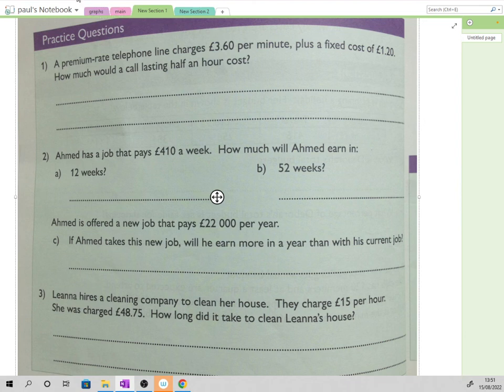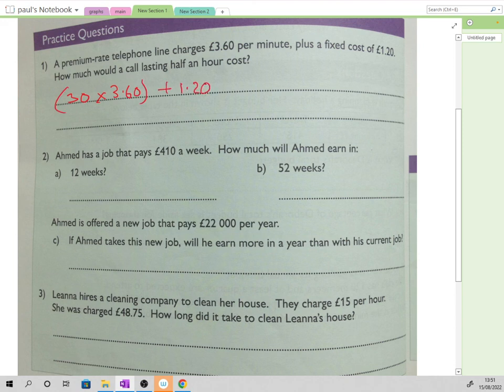Let's change the colour so we can hopefully see. A premium rate phone line charges £3.60 a minute plus a fixed cost of £1.20. How much would a call lasting half an hour cost? Well, half an hour is 30 minutes times £3.60, and then we've got to add on £1.20 at the end. So let's have a look at that.